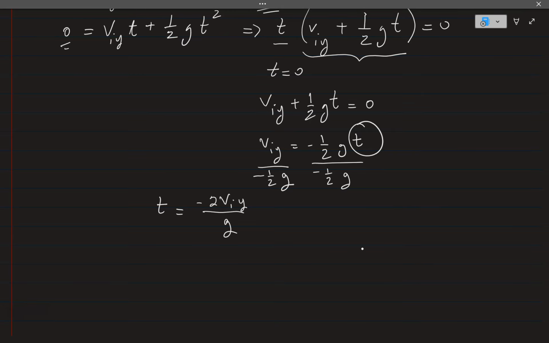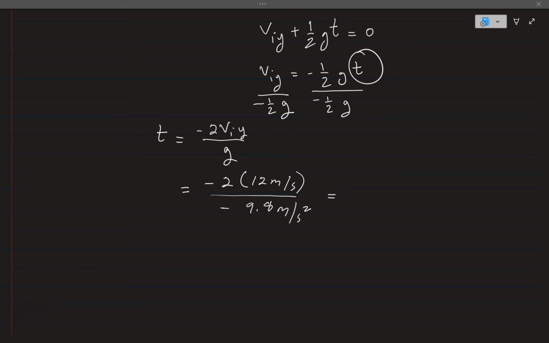Plug numbers in. You plug numbers in, and v_iy was 12 meters per second. We calculated that, and then we do the math, and we'll get 2.45 seconds. All right, that's the answer to part C.